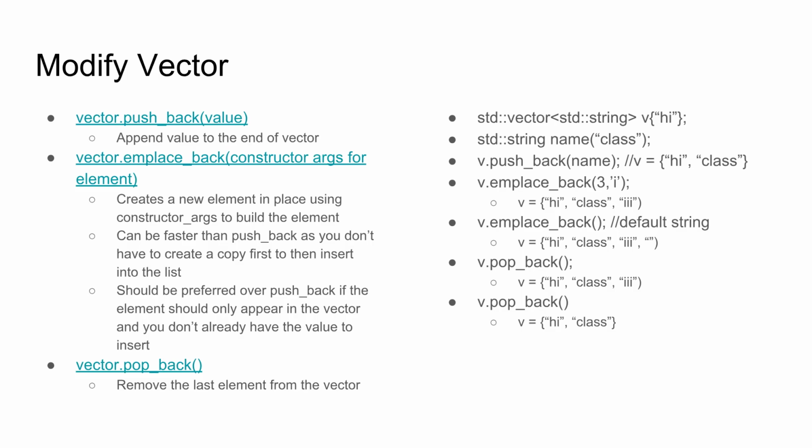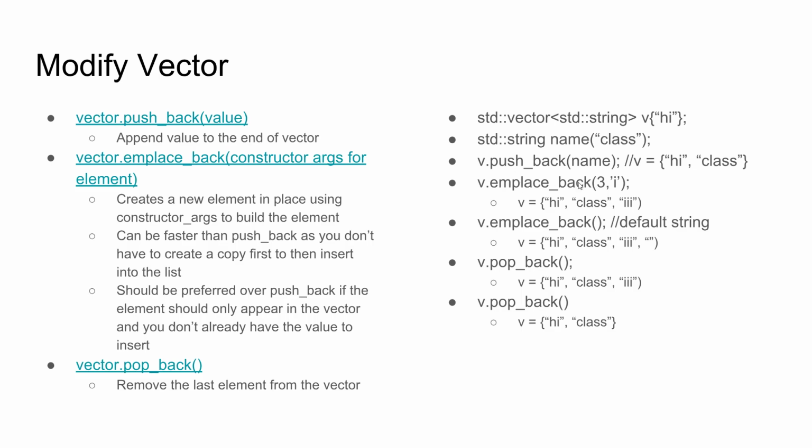You should prefer to use emplace_back if you only want the element to appear inside the vector and you don't already have a copy of the element and you have the arguments to that thing's constructor. But it's more just an efficiency thing. So if you just prefer to use push_back, that'll be fine as well. pop_back will remove the last element. So here I have a vector of strings, which starts with the value hi. I also have another string whose name is name. So I can push_back name, and I'm going to get hi class in there.